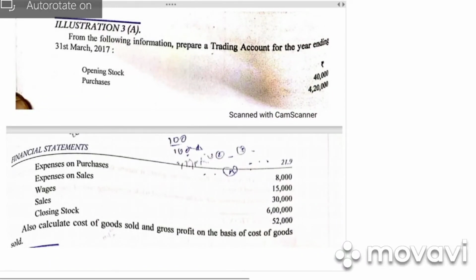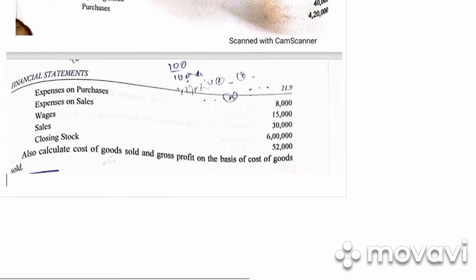Good morning, students. So let's continue with the chapter on financial statements. Take down illustration 3a. From the following information, prepare a trading account for the year ended 31st March. They have given us opening stock, purchases, expense on purchase, expense on sale, wages, sales, closing stock. Also calculate cost of goods sold and gross profit.